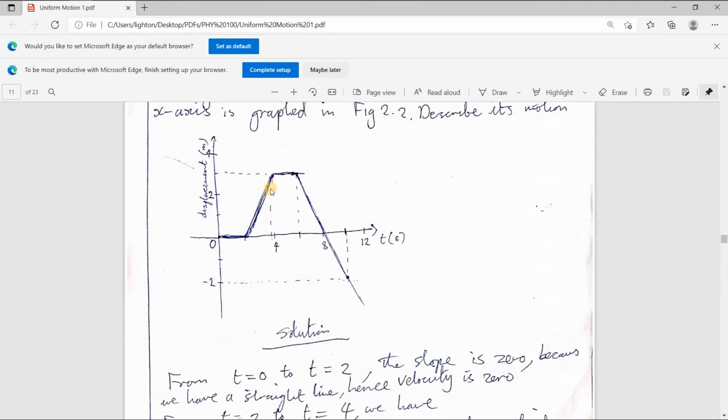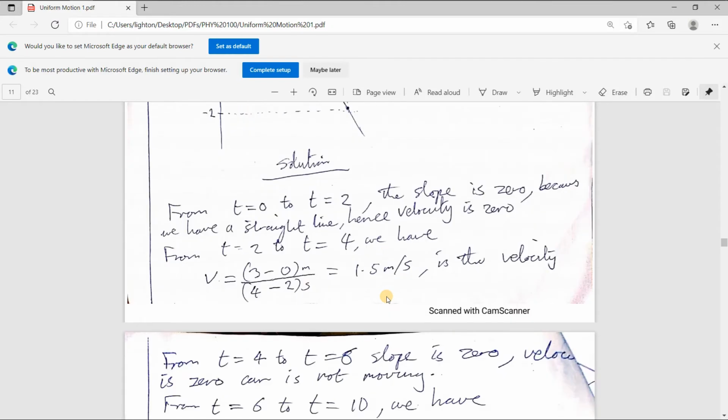So change in y will just be 3 minus 0 over change in x. Change in x is just 4 minus 2, right? Because when you look at this slope, it's just 4 minus 2. That's the change in x. So 3 minus 0 over 4 minus 2 gives 1.5 meters per second, which is the velocity between t equals 2 and t equals 4.